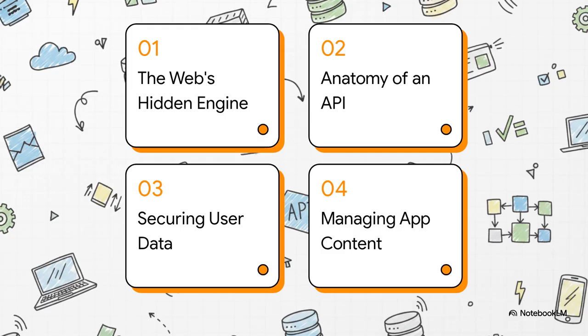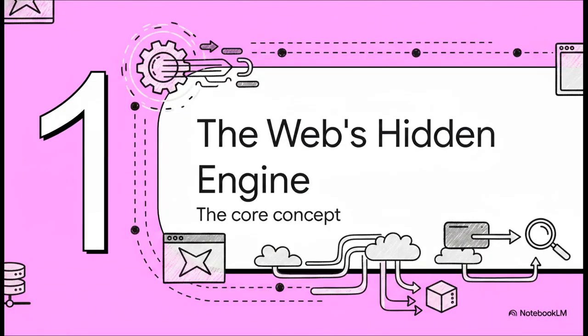Here's our roadmap for the breakdown. 1. The web's hidden engine. 2. Anatomy of an API. 3. Securing user data. And 4. Managing app content. All right, kicking things off with Section 1, the web's hidden engine.